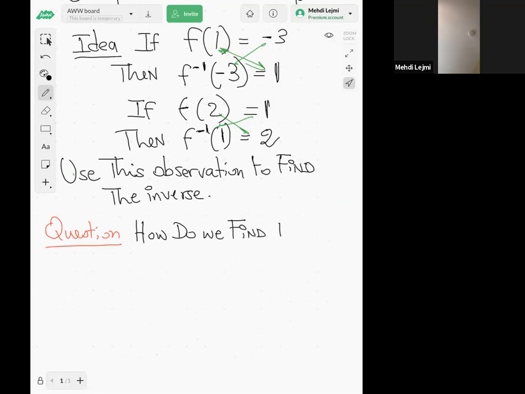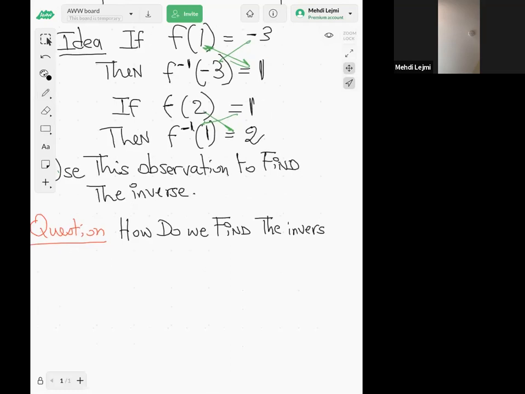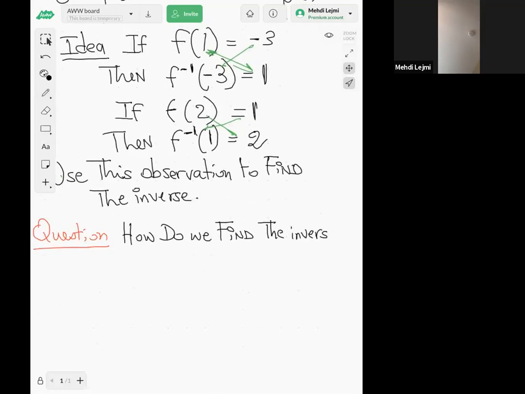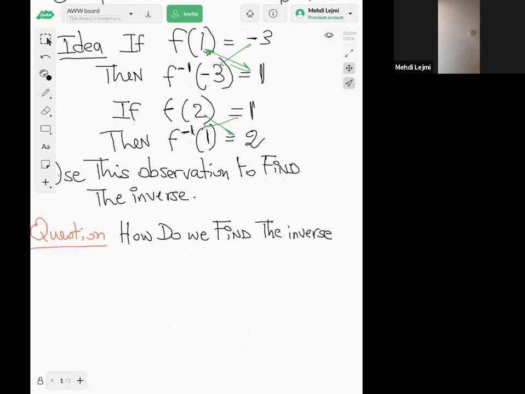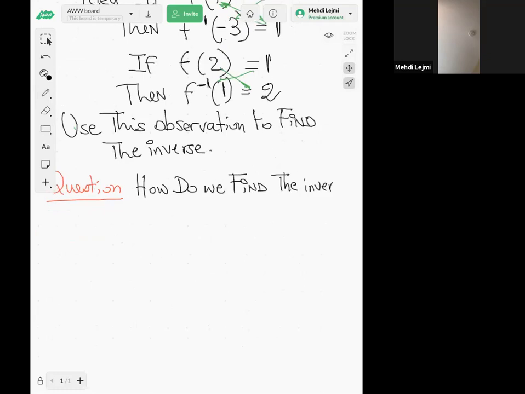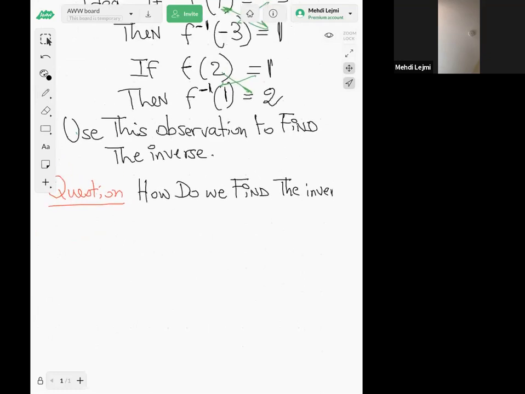Find the inverse. So what I'm gonna do, guys, I'm gonna have like a table with 2 columns.